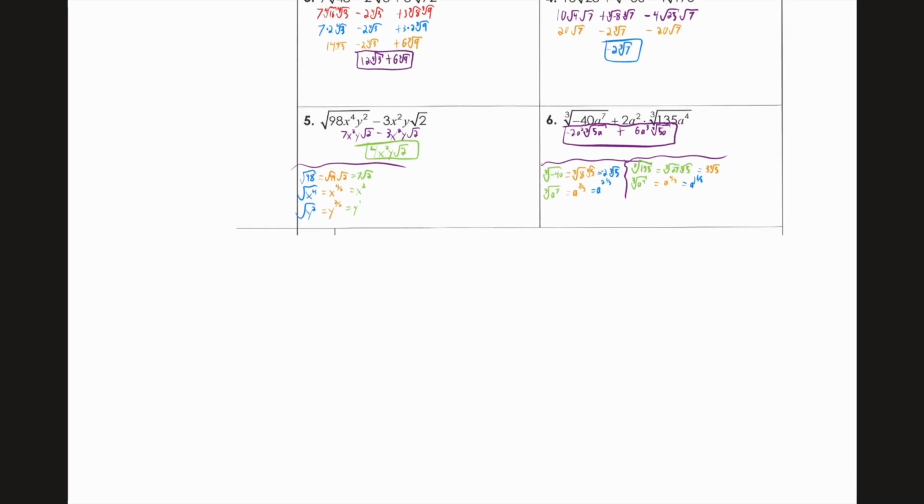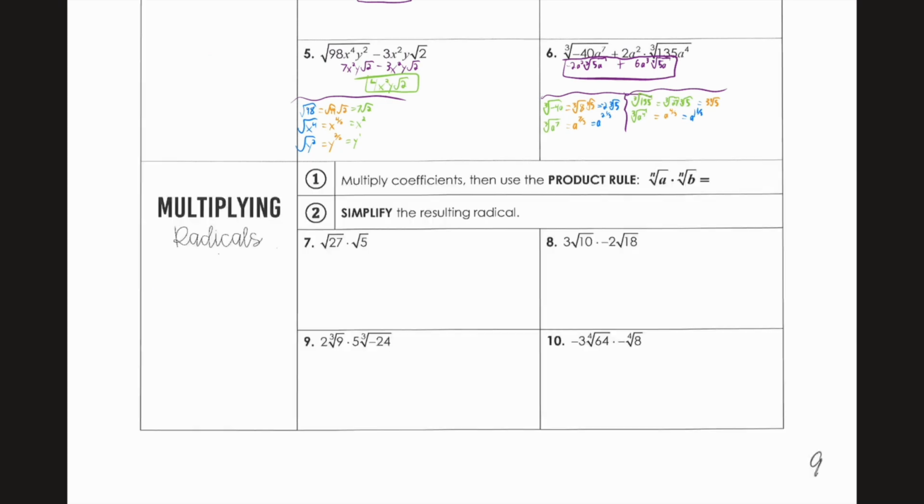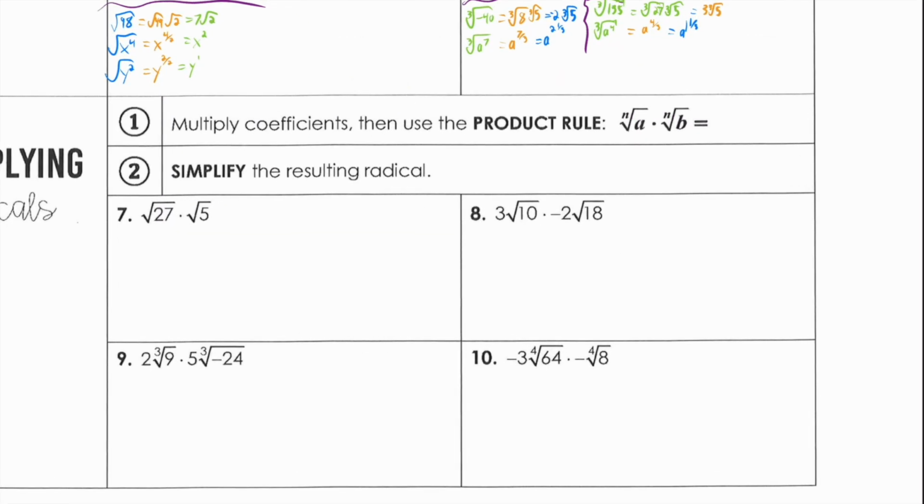Moving on to the next set. Now we're going to multiply. In order to do this, you're going to multiply the coefficients and then use the product rule, aka you multiply the outside numbers together and you multiply the inside numbers together. So the numbers outside the radical and the numbers inside the radical. And you keep the numbers outside the radical, and you keep the numbers inside the radical, well, inside the radical. And then you simplify the resulting radical.